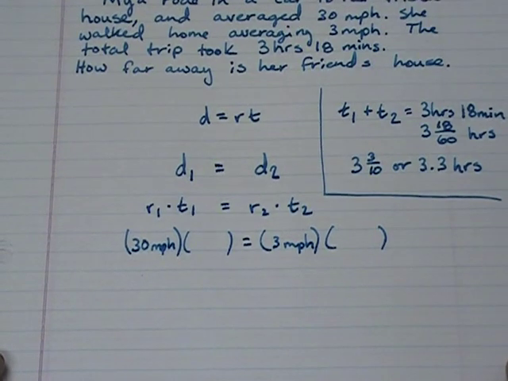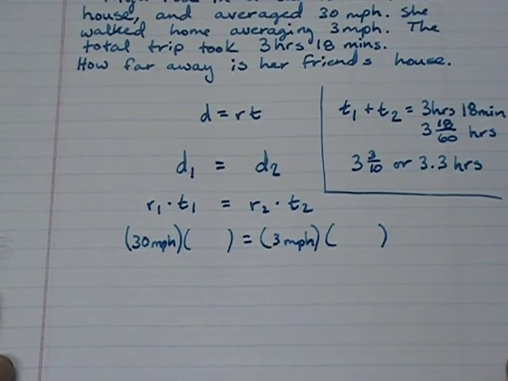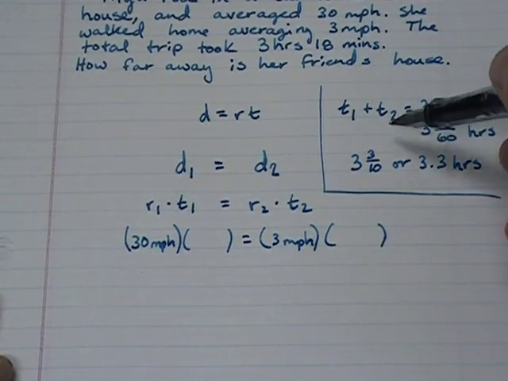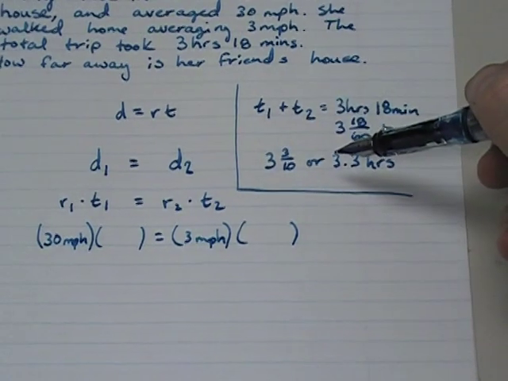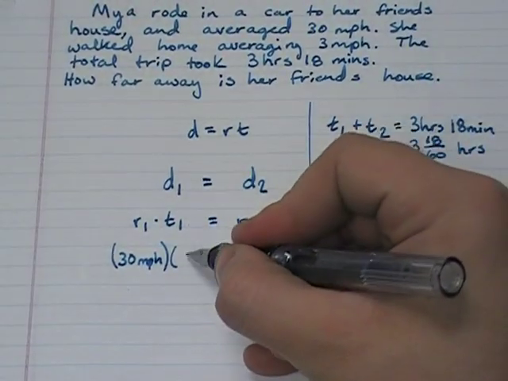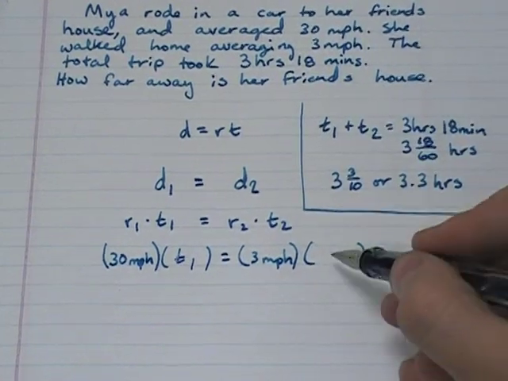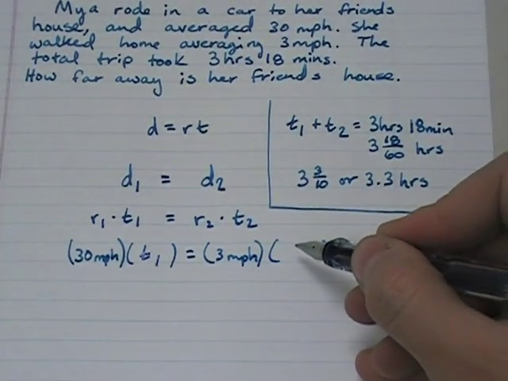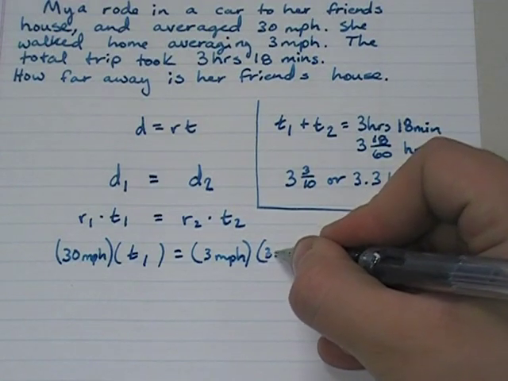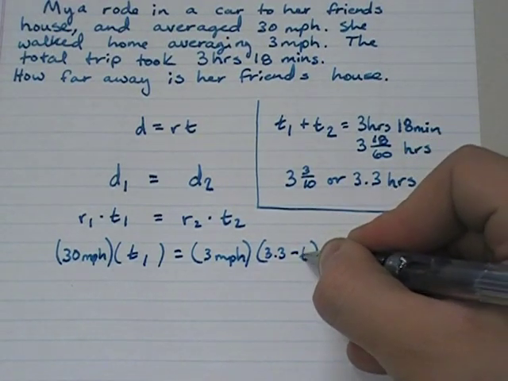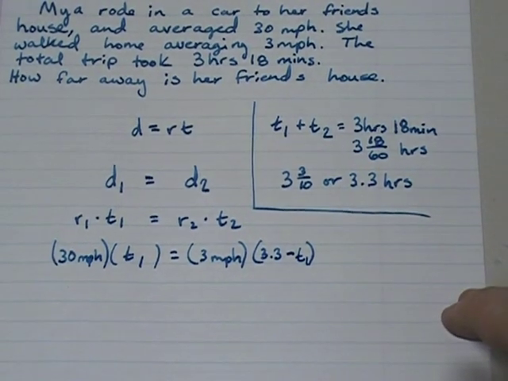So what I'm going to do is I'm going to basically substitute. Okay? I'm going to basically substitute here. And I'm going to say, okay, well, solve this equation here for time 1. So this equals time 1. And here, this equals 3.3 minus T1. 3.3 minus T1.